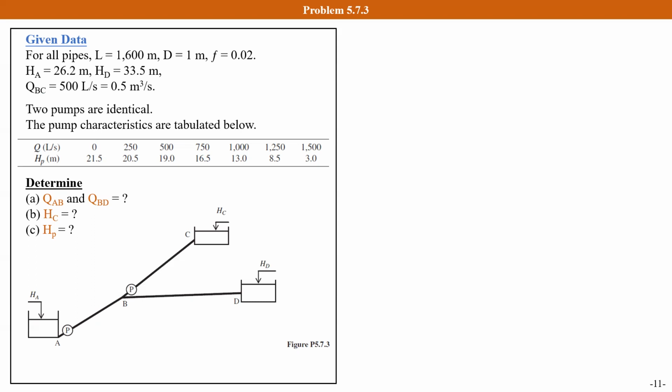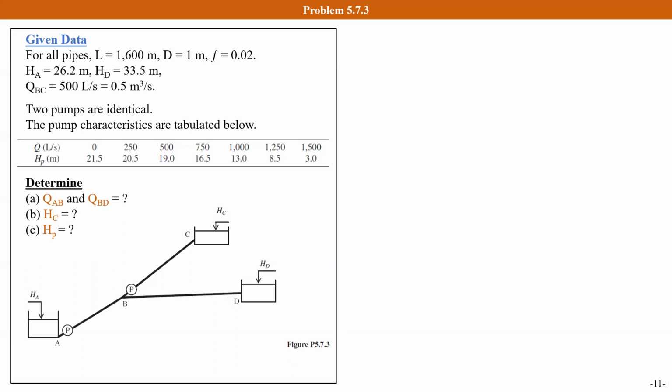We know that the flow rate in pipe BC equals 0.5 cubic meters per second. In this pipeline system, there are two pumps. The first pump is in pipe AB. The second pump is in pipe BC. These two pumps are identical, and we already know the pump characteristics.